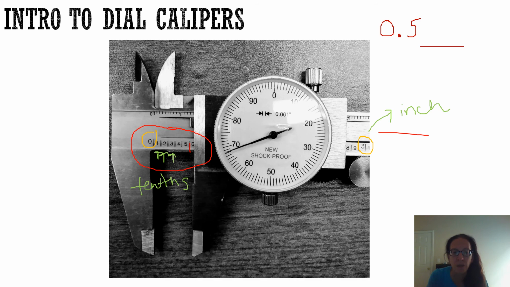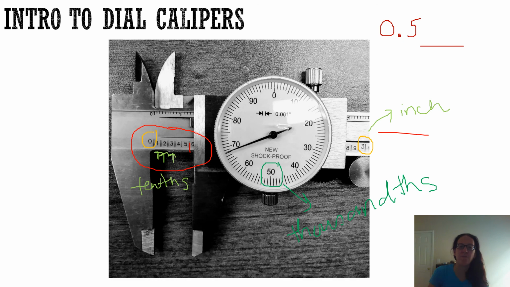Now, to get this to be more precise, we're going to kick over to the dial. These numbers on the dial represent thousandths of an inch. And you're thinking, Miss Taylor, what happened to the hundredths of an inch? Well, the hundredths of an inch would be the tens place in a thousandths measurement.